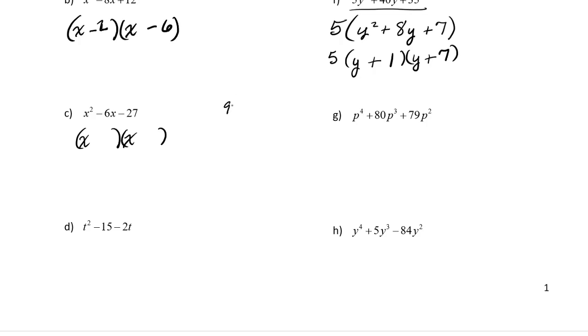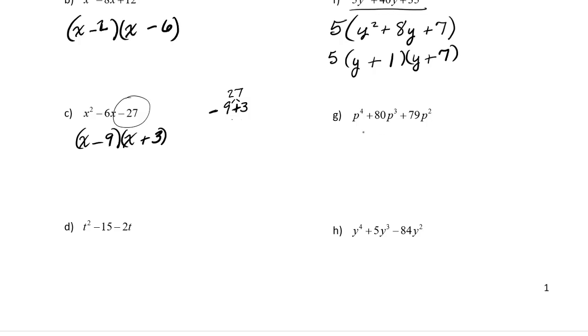Now if I think of 27, I know that 9 and 3 will give me 27. 9 is negative and 3 is positive. And if I have a negative 9 times a positive 3, I will also get a negative 27 when I multiply, FOIL. So that one's good. Let's look at the next one.